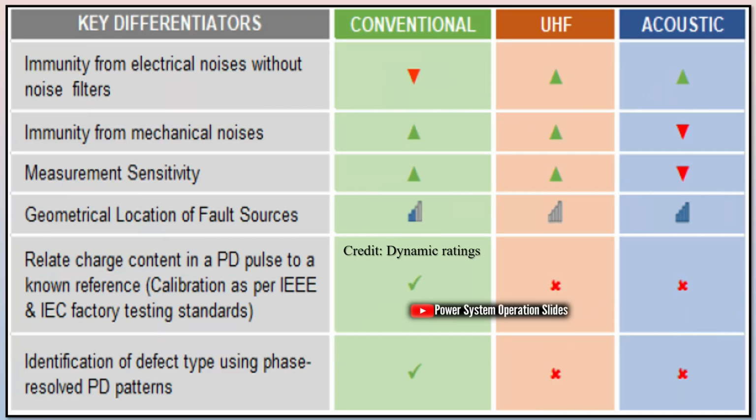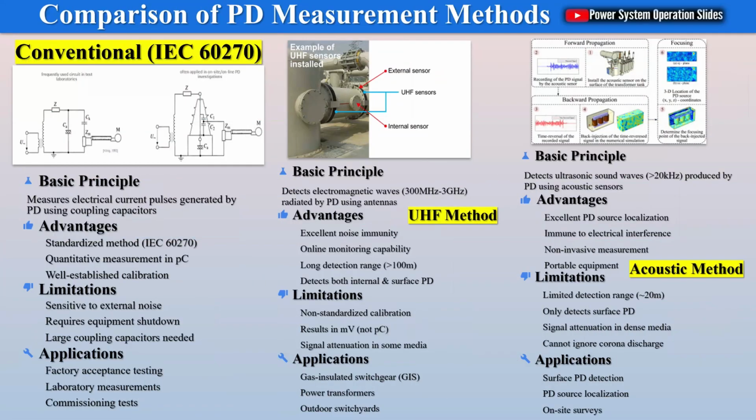Despite their advantages in noisy environments, UHF measurements have significant limitations. They cannot be calibrated in terms of apparent picocoulombs as per IEEE and IEC standards, making it difficult to relate field measurements to factory reference values. They cannot uniquely identify which phase windings are affected, and the required equipment is typically more expensive than conventional PD detection systems due to the higher frequency components needed.